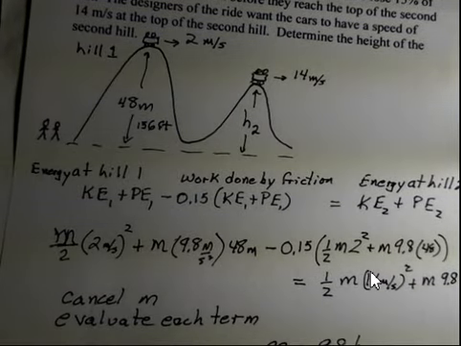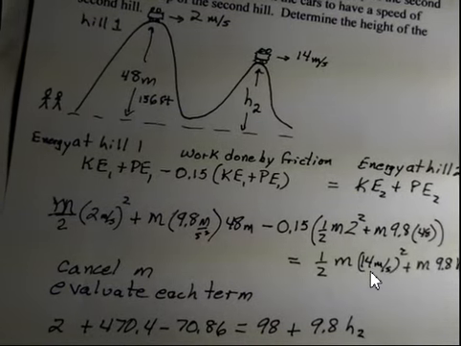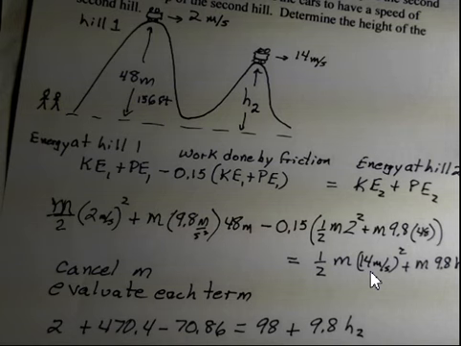Now I am going to find a number for each term, and you may want to pause this and bring out your own calculator and do this calculation, but 1/2 times 2 squared produces a 2. 9.8 times 48 produces 470.4. Remember the m has been canceled off. And then 15% of the sum of these two produces a negative term, negative 70.86. And then the 1/2 mv squared and the mgh, you should evaluate those. Pause this and evaluate those terms.